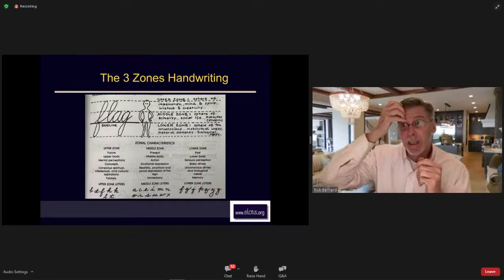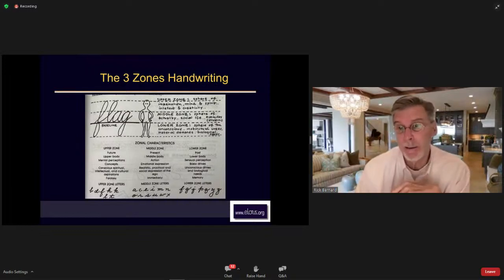You look at the Y, for example. In fact, if you look in the bottom right corner here, you'll see some letters. You'll see this Y. Notice how long the stem is on the Y. That's the stamina stem. That's how much stamina a person has, how much energy a person has. And then the big loop is more imagination.